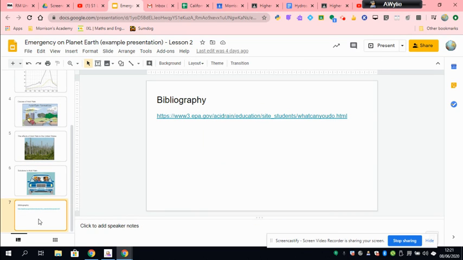Right, and lastly, the final bit is a bibliography. You can see that I have a bibliography here, and this should have a range of websites that you visited for this project, and we're looking for maybe three or four at least that you've used and that they were suitable ones for this. So make sure you put the web link in your bibliography.